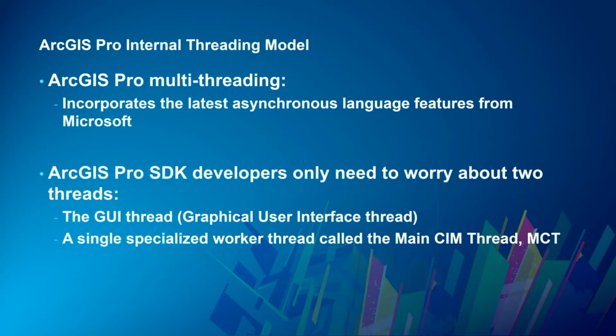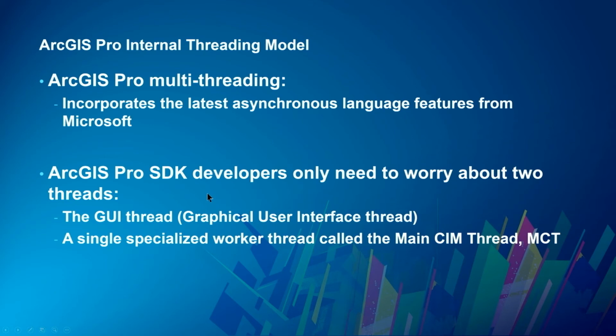So the Pro internal threading model, ArcGIS Pro's multi-threading, incorporates the latest asynchronous language features from Microsoft. So if you want to go ahead and do your own Microsoft background thread or worker threads or whatever you're used to, you can do that. It's not something that we have a specific purpose for, but if you want to do that, you can. We completely integrate with Microsoft's asynchronous features.